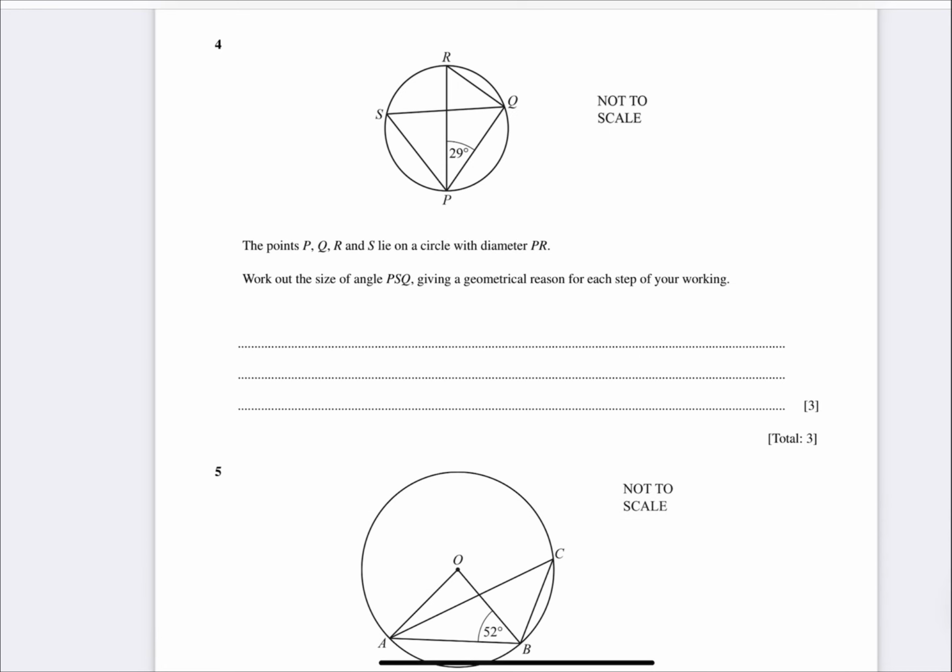Okay, let's go. The points P, Q, R, and S lie on a circle with diameter PR. So PR is a diameter, remember this. Once you see that PR is the diameter, remember that this is also 90. If I extend it over here, this is also 90. Mark it. Whenever you are given a diameter, mark this angle. Angle in a semicircle is 90 degrees. Repeat after me: angle in a semicircle is 90 degrees.